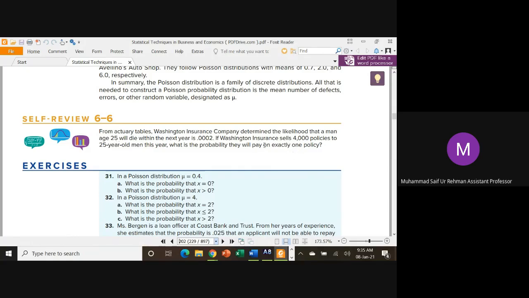And this insurance company is going to sell 4,000 policies this year to the people who are of 25 years of age. So what is the probability that they will pay on exactly one policy? Exactly one policy means during this year, only one person who is of age 25 will die. So what is the probability that one person will die and the company will pay the insurance claim to the family of that member? So you can find it out.